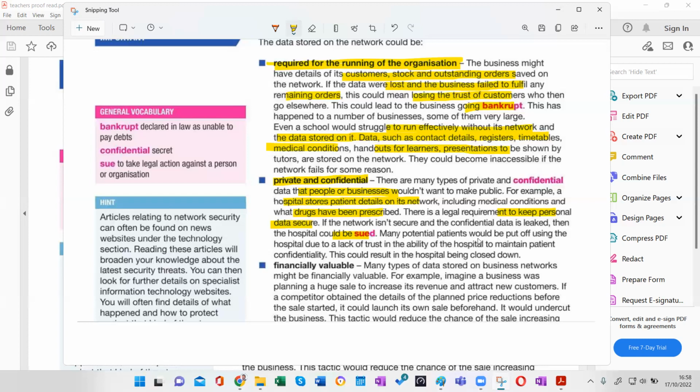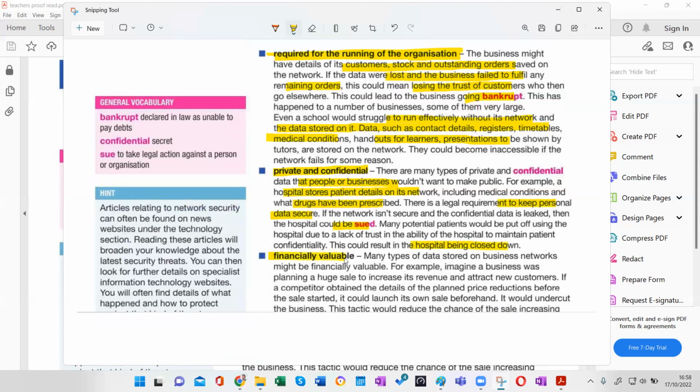Many potential patients would be put off using the hospital due to lack of trust, right? This could result in the hospital closing down. Financially valuable information is also there, especially when you work with competitors. Many types of data stored on a business network might be financially valuable.